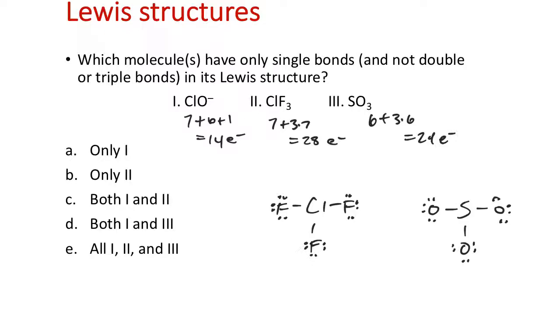Okay, so let's take a look at this one. So let's start with the middle one, ClF3. For ClF3, we might start with central chlorine and 3 fluorines attached. That uses 24 of the 28 electrons.